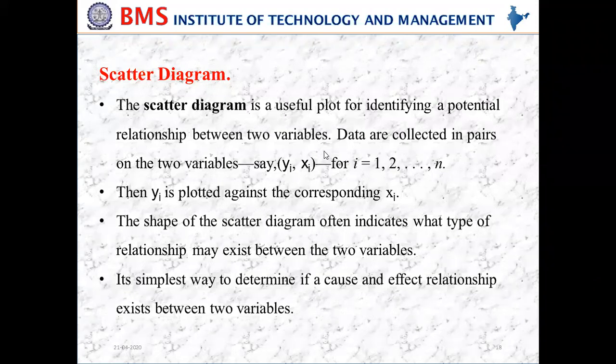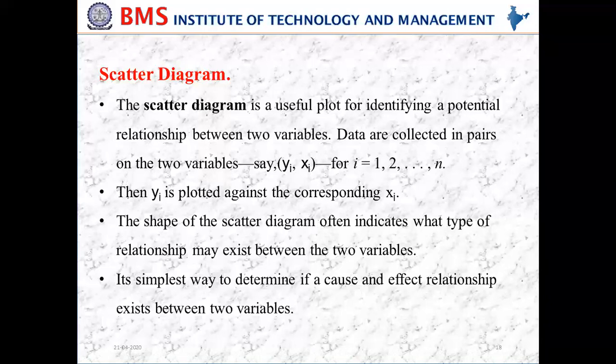scatter diagram. Data are collected in pairs on the two variables, that is y and x. Then yi is plotted against the corresponding x. So x is taken on the x-axis and y is taken on the y-axis. As x is increasing, how does y vary? We are identifying the relation between these x and y variables. The shape of the scatter diagram often indicates what type of relationship may exist between the two variables. Is there a positive correlation or negative correlation, or is there no relation at all?